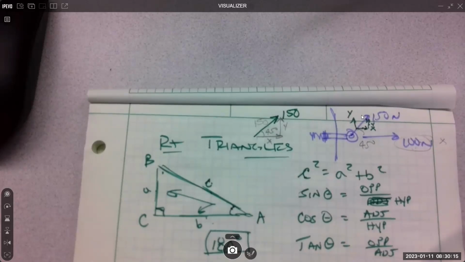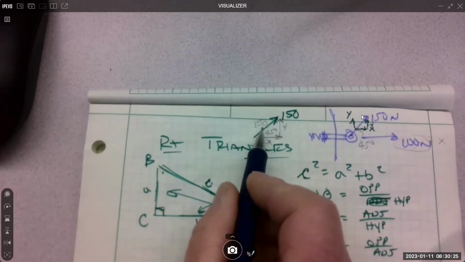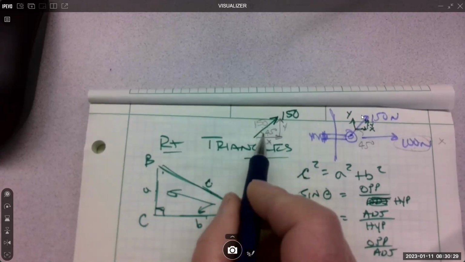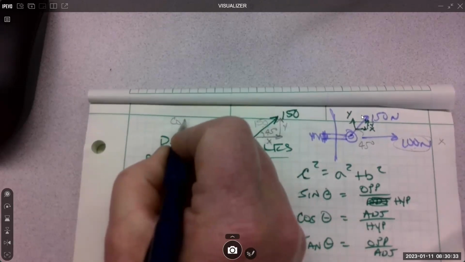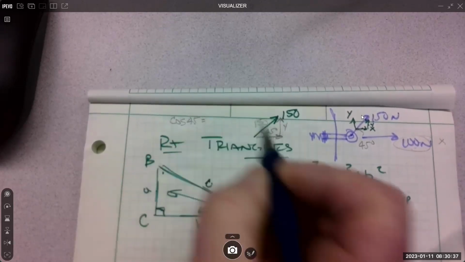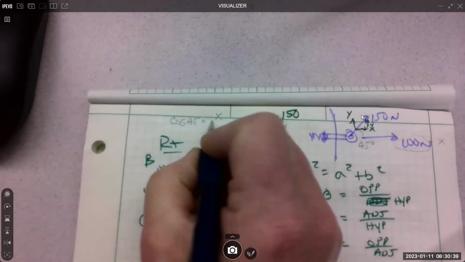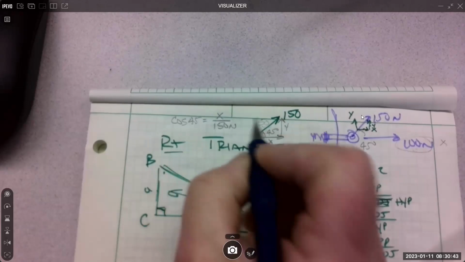Sine, cosine, or tangent? Why cosine? It's adjacent. Yeah, we want the adjacent and we know the hypotenuse. And this is the angle we know. So it's adjacent over hypotenuse. That is cosine 45 equals adjacent over hypotenuse.